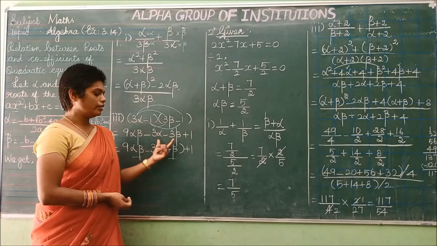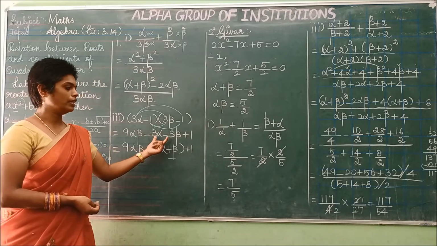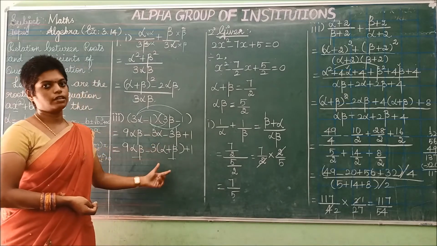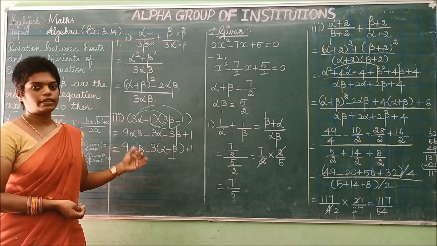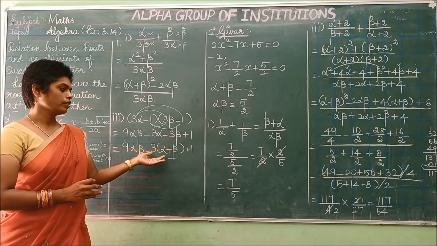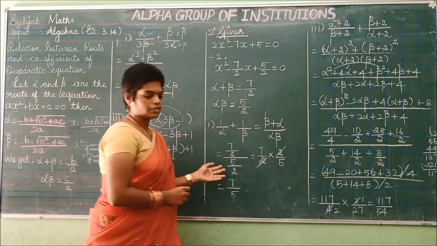For this step you can take minus 3 as common. So what are the other terms? Alpha plus beta. So finally you got alpha beta and alpha plus beta. So move on to the next question.